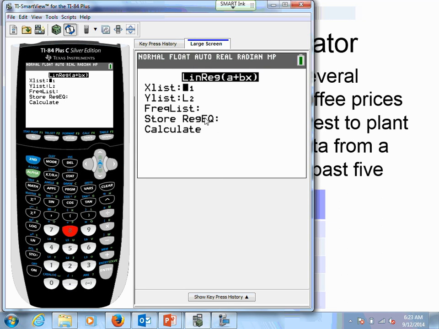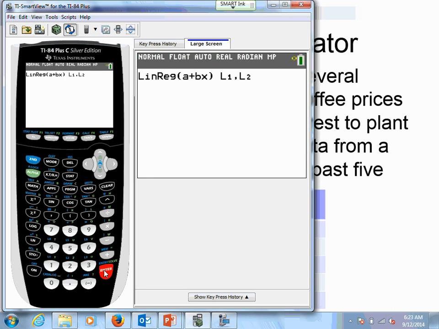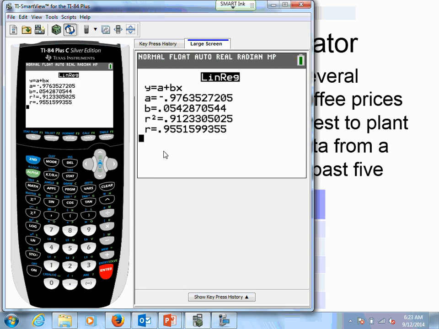The rest of this information for right now, we're going to leave blank. Later on in this chapter, we'll talk about the store regression equation, but again, for now, we're going to leave that blank. So now we're just going to simply go down to Calculate. I'm going to press enter, and there it is.